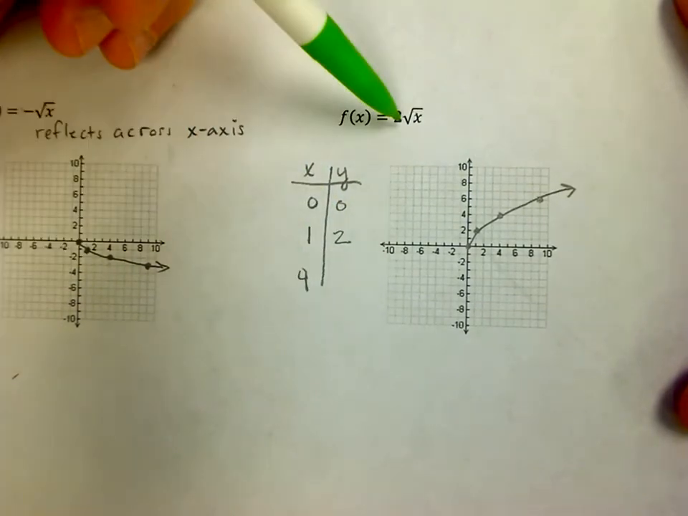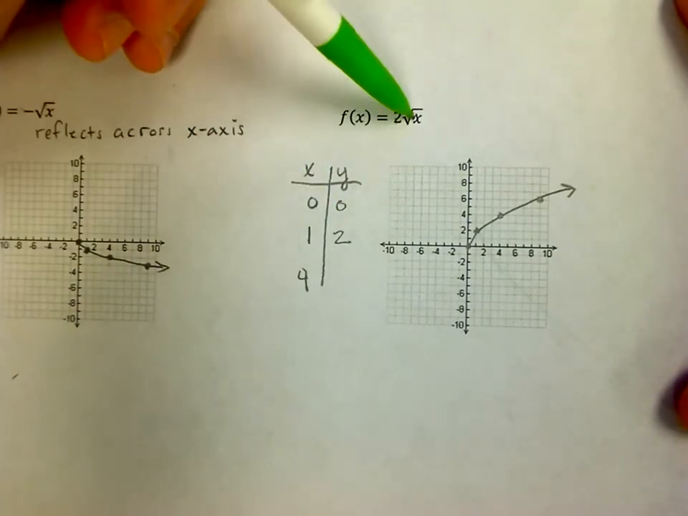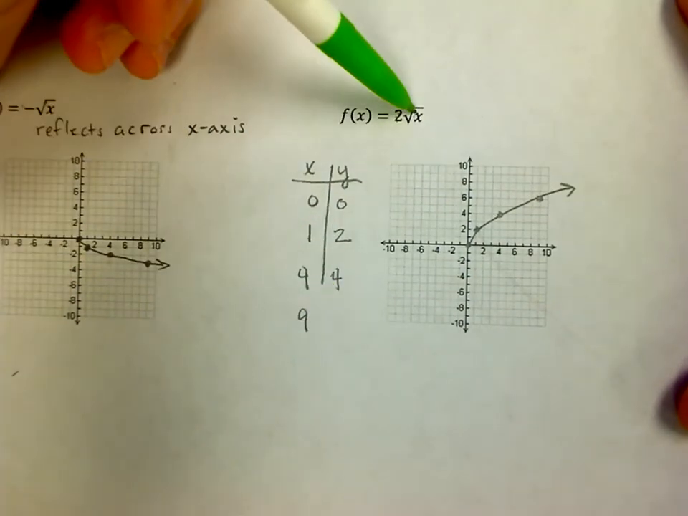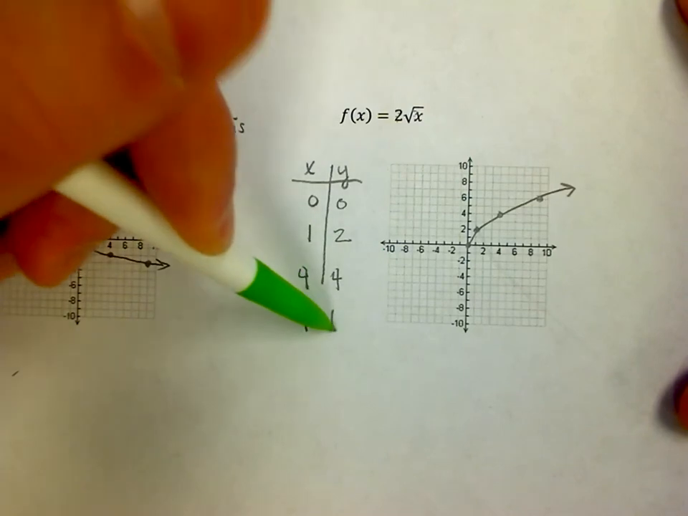The square root of 4 is the next value I know. The square root of 4 is 2, but now I double it and it becomes a 4. The square root of 9 is a number that I know. It's 3, but now I double it and it becomes a 6.